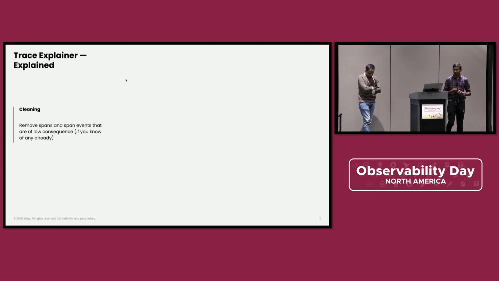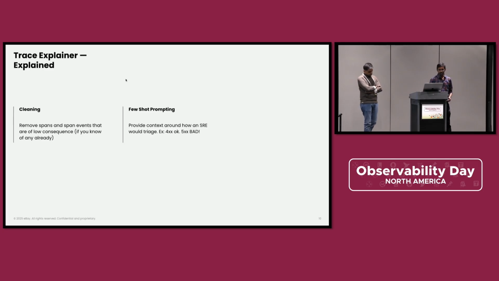So what we ended up doing is we started reducing the number of spans that were involved. Anything that was of low consequence, clean it out first so that you have a smaller subset. You can even remove unnecessary attributes as well, because a lot of attributes are repetitive and not of high consequence.